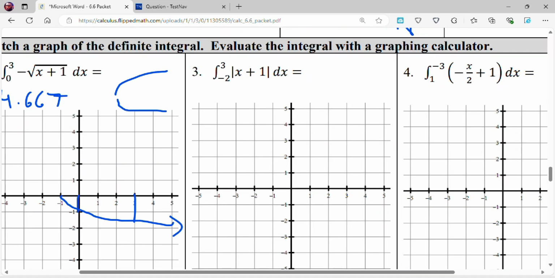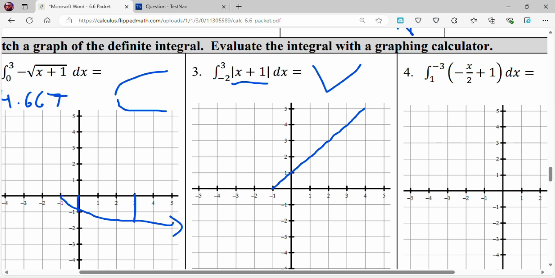Okay. Next, we have integral from negative 2 to 3 of the absolute value of x plus 1. Alright, absolute value graph is like a V, and the only transformation we have here is a shift to the left. So should be something like this, right? It's linear. As x increases by 1, y increases by 1.